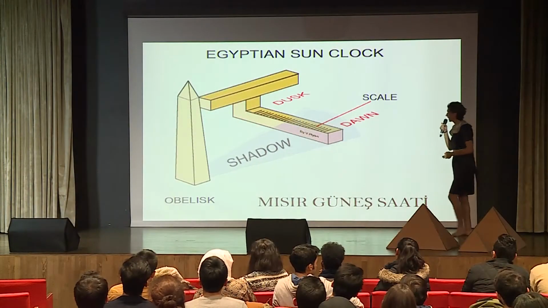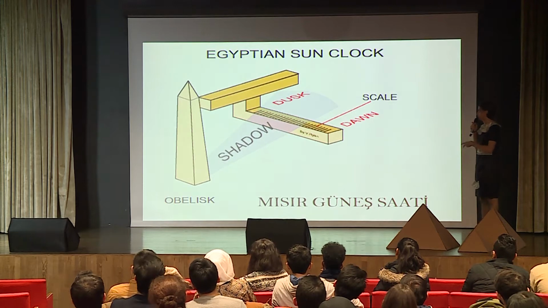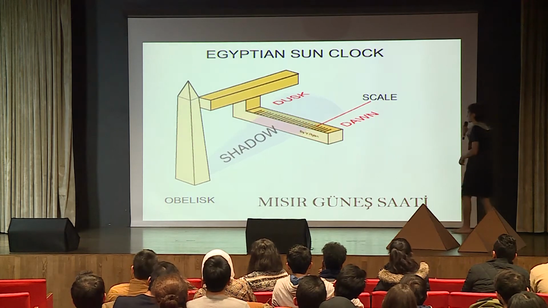Okay, so here is the engineering beauty of the ancient Egyptians. It starts actually with the Egyptian sun clock. Egyptian history is one of the oldest in the world. It starts about 5,000 years BC or even more than this.